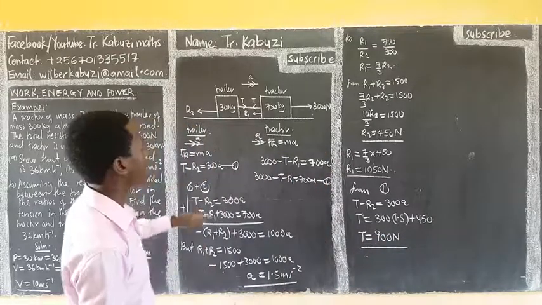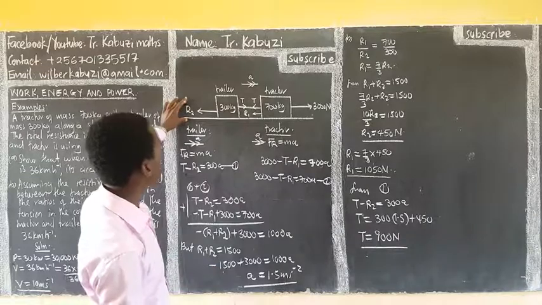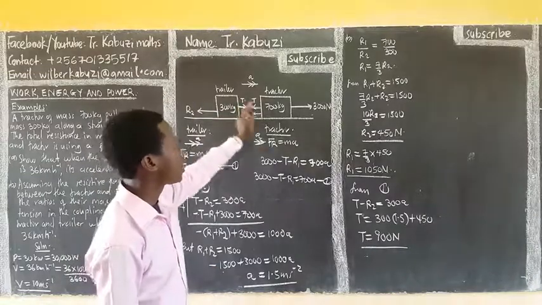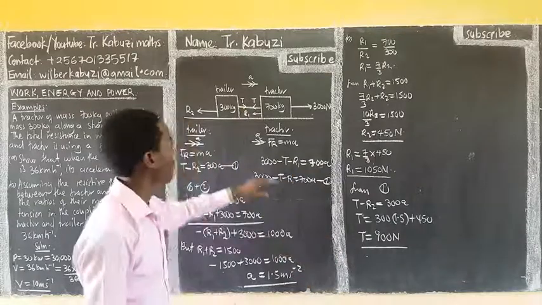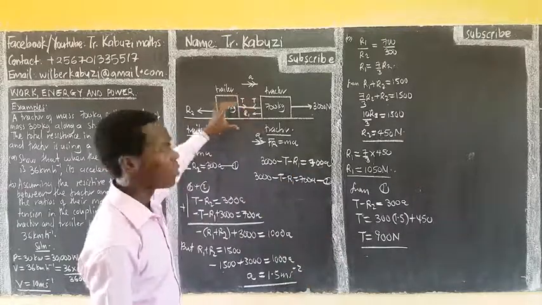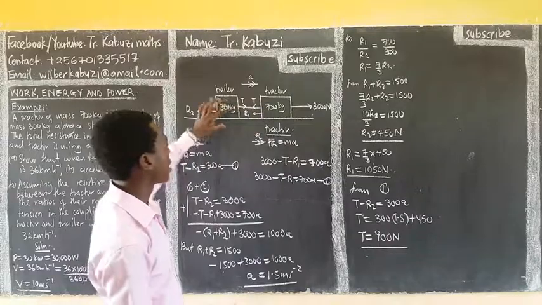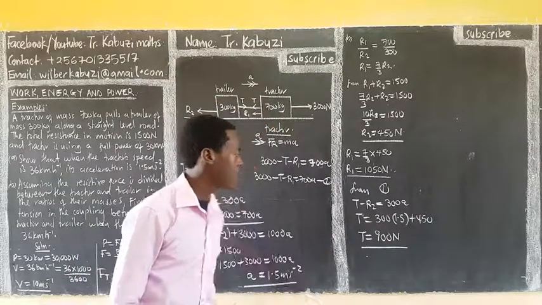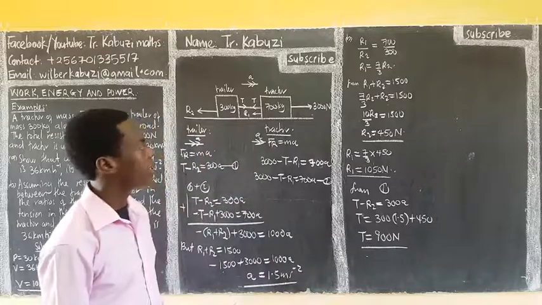So, meaning that now, here, if we have this resistance and this, then the tension in the string, not the string, the tension in that steel rod that is connecting this trailer to the tractor is going to be 900 newtons.